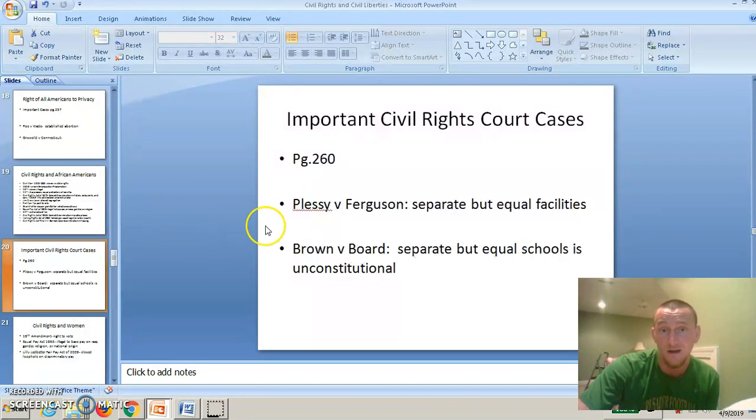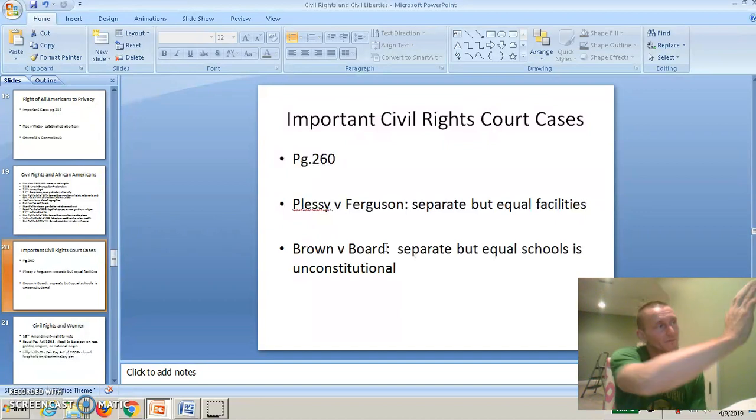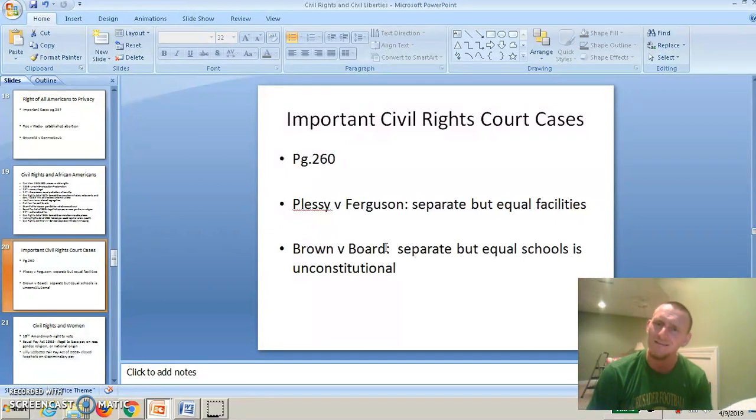Plessy versus Ferguson, obviously that's a big one. Brown versus Board. I mean, these are two huge court cases. I mean, massive. Okay, Plessy versus Ferguson. This was a court case where they said separate but equal. Hey, you can have a white school, you can have a black school. It's fair. Well, in reality, it's not going to be fair. Somebody's going to have the nicest school. Somebody's going to have the better teacher. Somebody's going to be left with the rest.